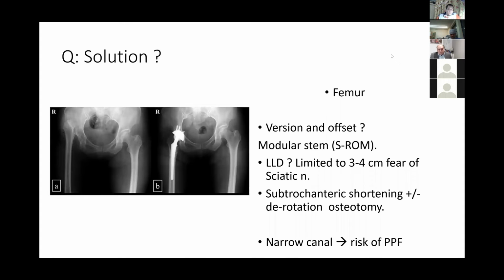For the leg length discrepancy, you have to go in with a plan. How much leg length discrepancy do you have and how much do you want to correct, and whether or not you need a femoral osteotomy. In these cases where you need a femoral osteotomy, they would then do a subtrochanteric shortening osteotomy. And if there is a rotational deformity, then that would be corrected with the shortening. And as we mentioned, with the narrow canal, you need to choose your implant based on the canal size, and you have to be aware of the risk of periprosthetic fracture during the surgery.